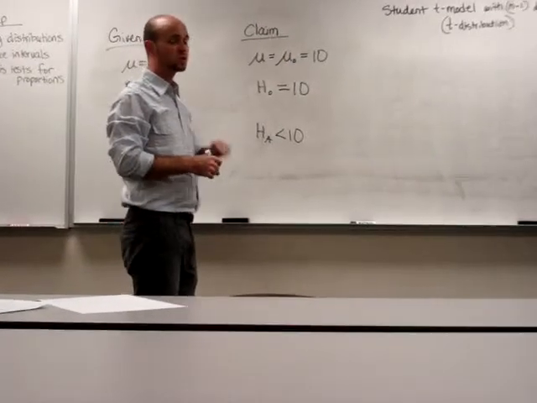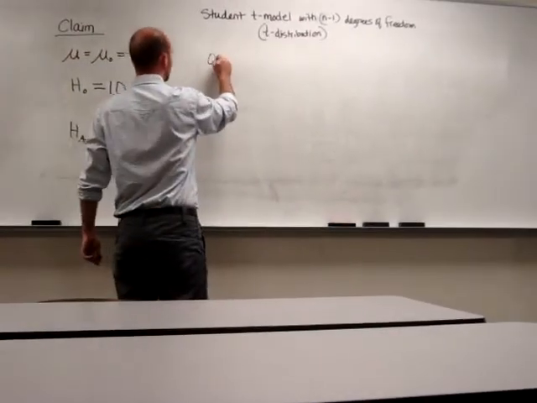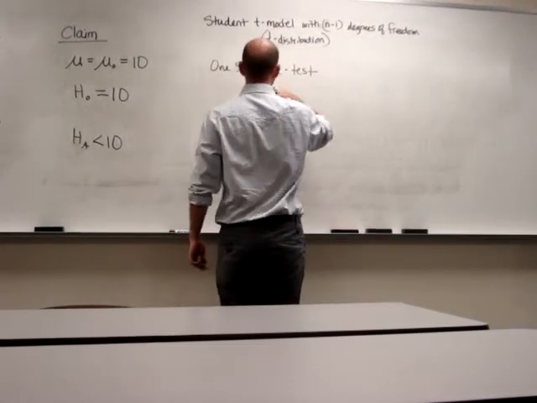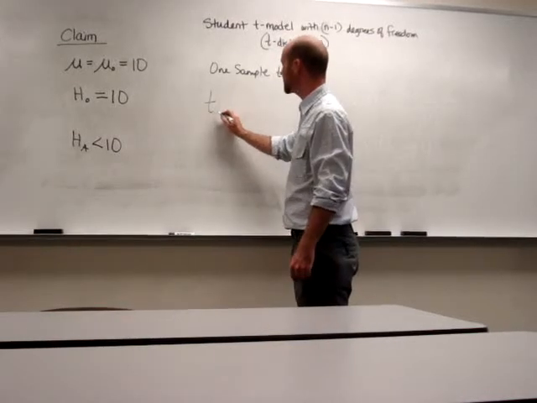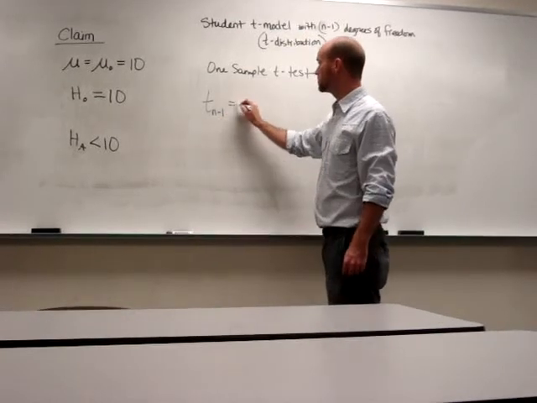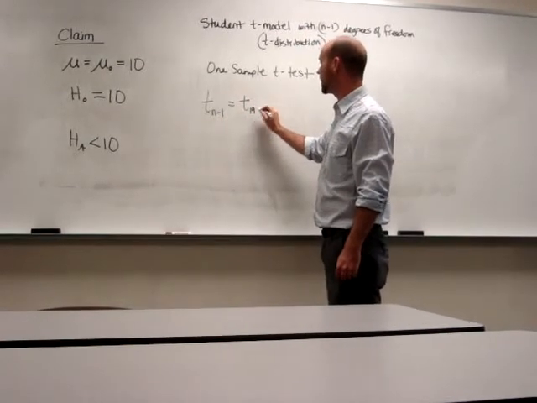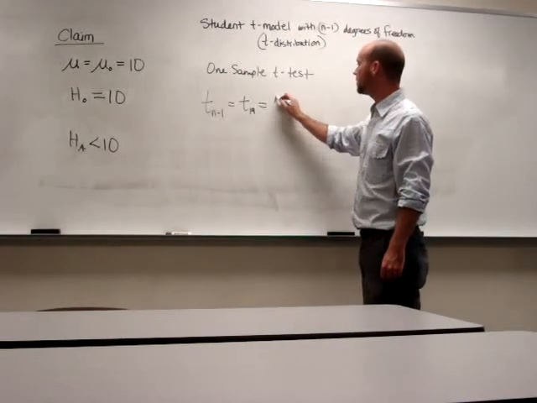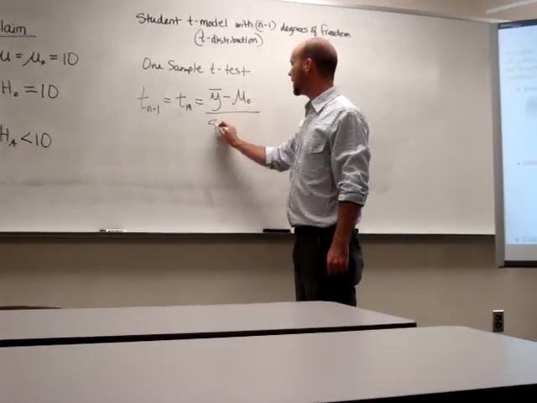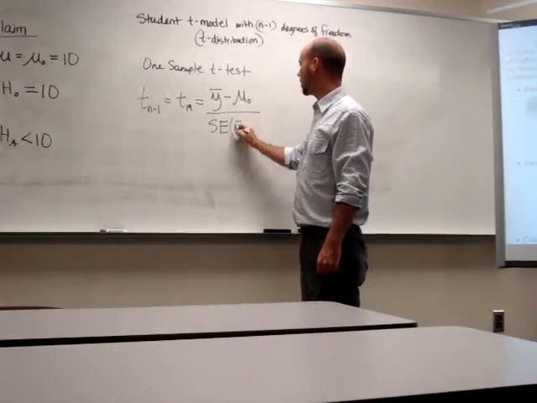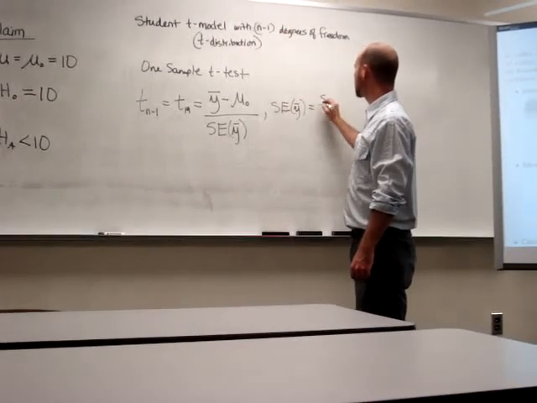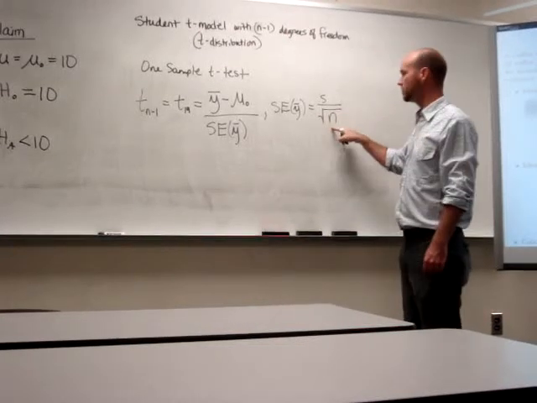So this allows us to construct a one-sample t-test. And with this one-sample t-test, we're going to be calculating a t-statistic of n minus 1 degrees of freedom. So we have a t-statistic of 19 degrees of freedom. And the formula follows y bar minus mu naught, which is our true mean, divided by the standard error of y bar. And we know that the standard error of y bar is equal to the standard deviation divided by the square root of n.